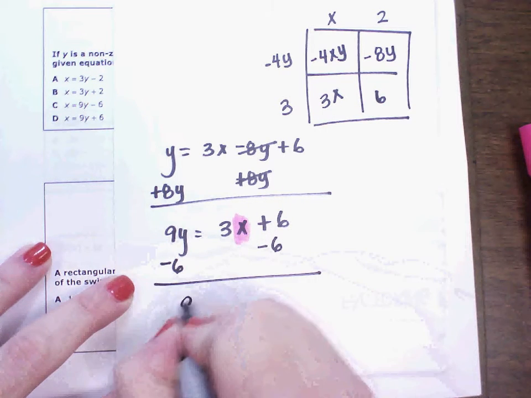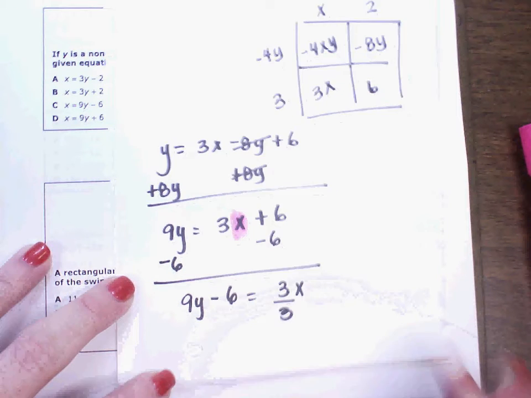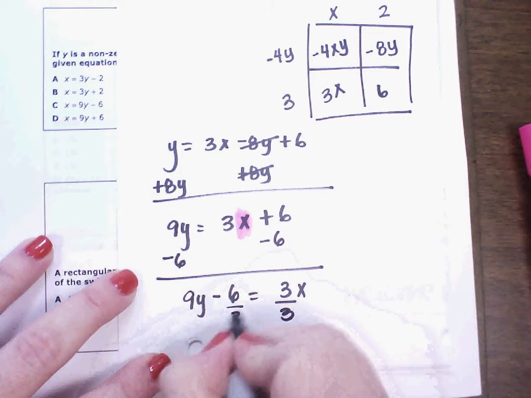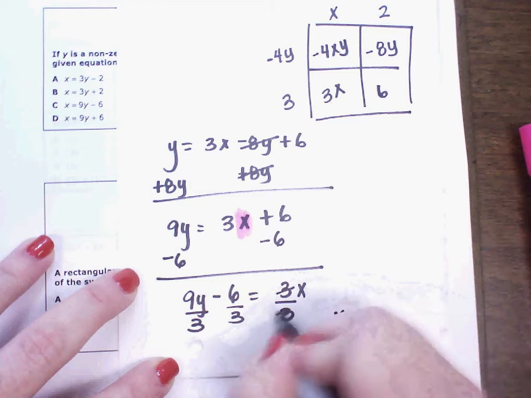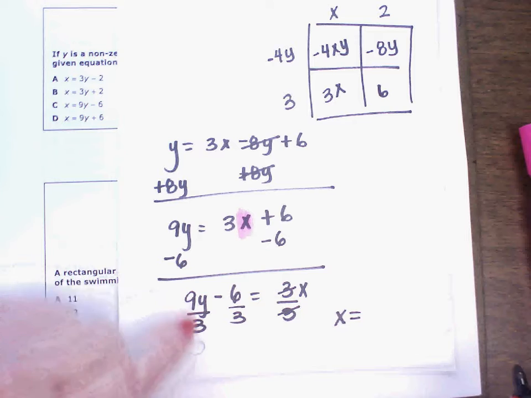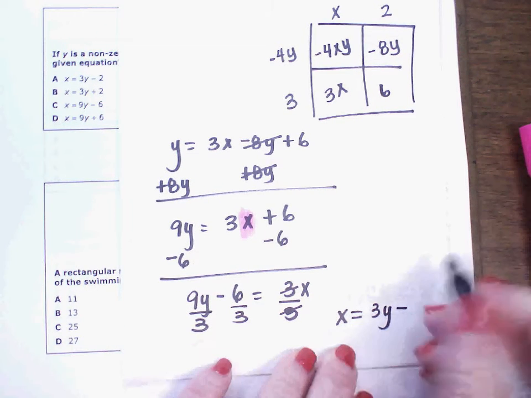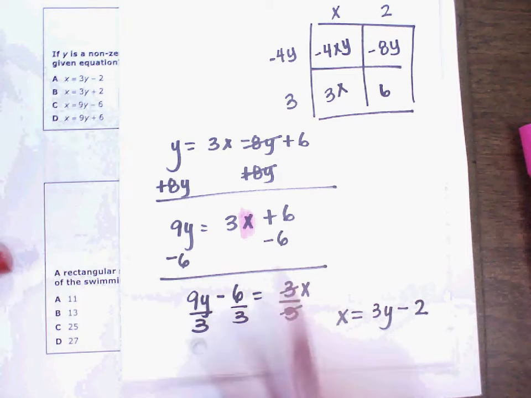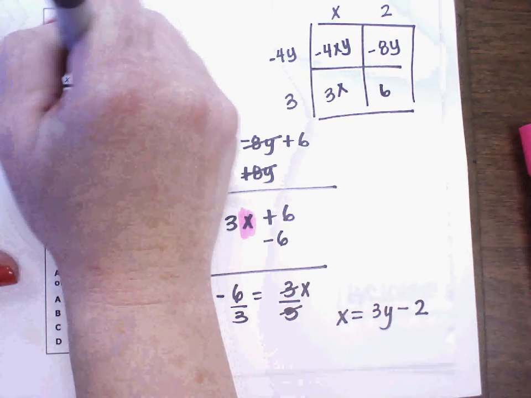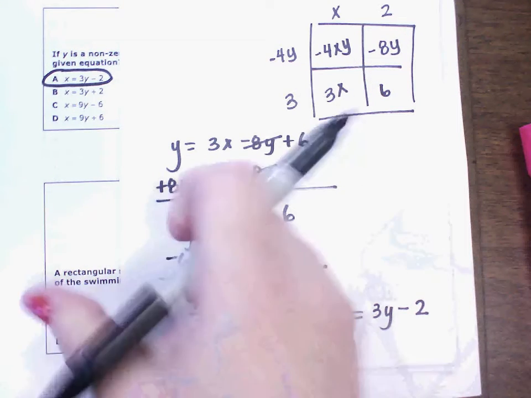Alright, so minus 6. 9y minus 6 equals 3x, and then divide by 3. So x equals, because that's 1, 9 divided by 3 would be 3y. And negative 6 divided by 3 would be negative 2. So the correct answer is A. It's a lot of work, but it's not hard.